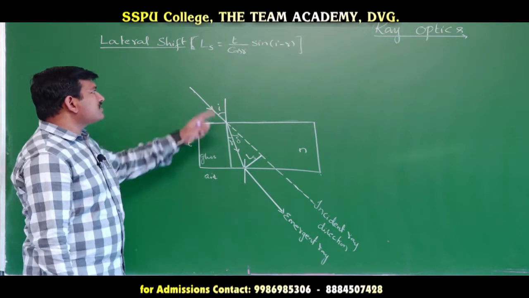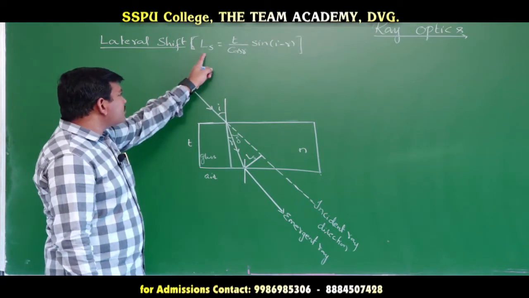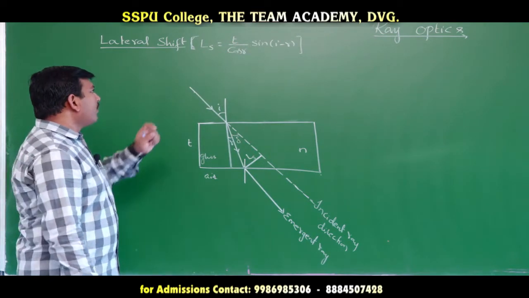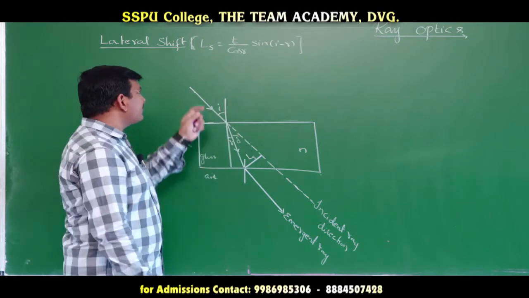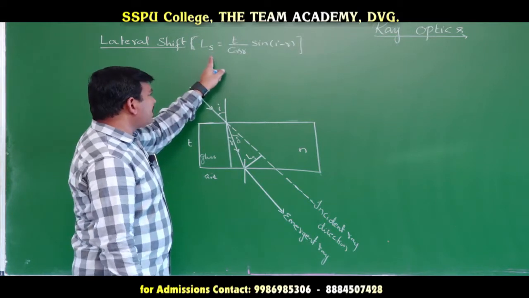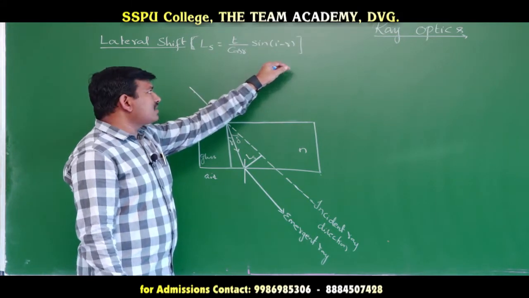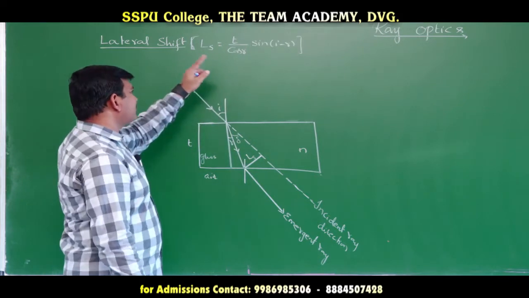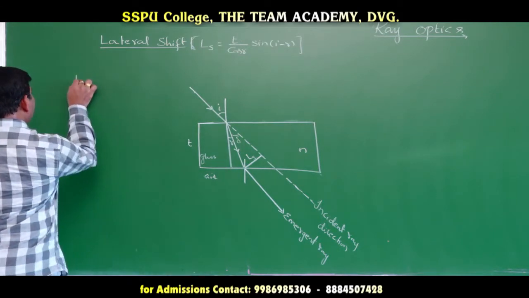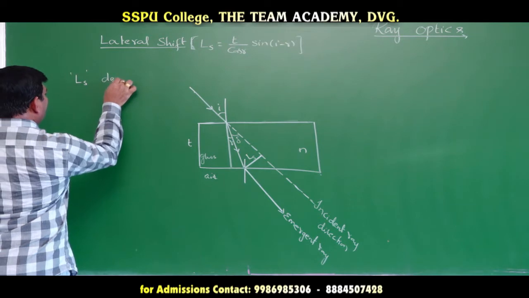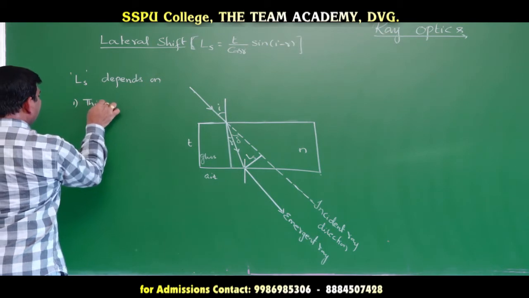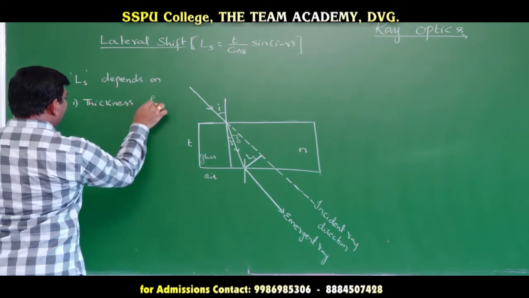Now, on what parameters is the lateral shift depending? Lateral shift depends upon the thickness of the glass slab, or the thickness of the refracting medium. More the thickness, more will be the lateral shift; less the thickness, less will be the lateral shift. It also depends upon the i - r parameter, that is the deviation angle. So Ls depends on, number 1, the thickness of the glass slab.